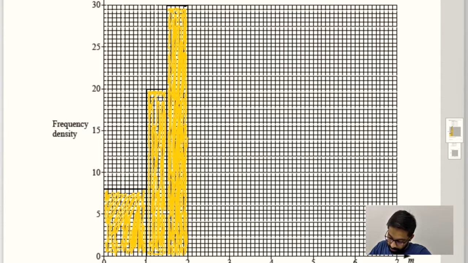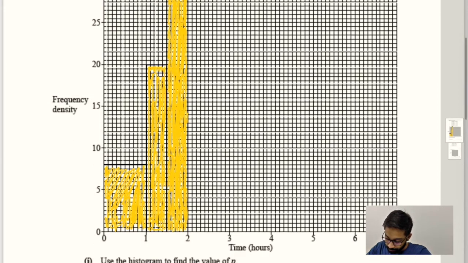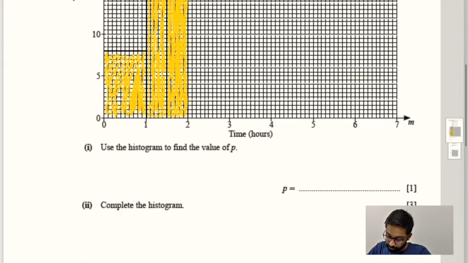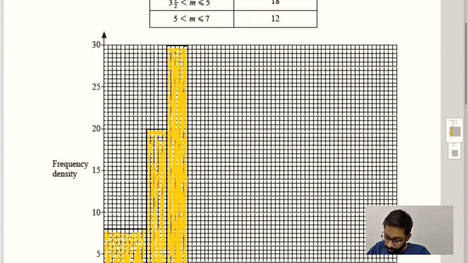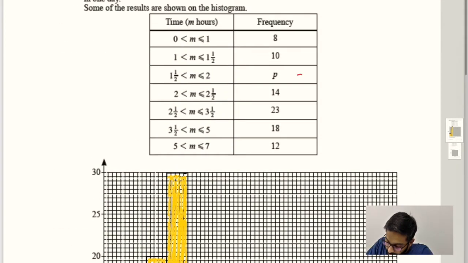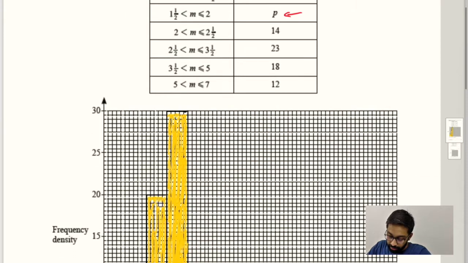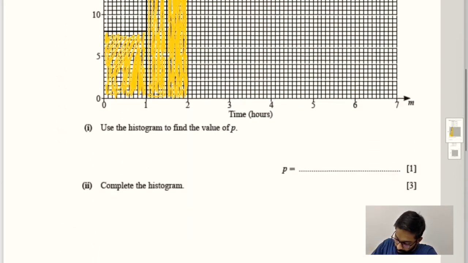The histogram is plotted against the frequency density and the time. And as you can see, I've shaded the part of the question that is already there in yellow so that it's more prominent. The question says use the histogram to find the value of P. Now, the value of P is in the class interval, the time 1.5 to 2. In order to find the value of P, you need the frequency.